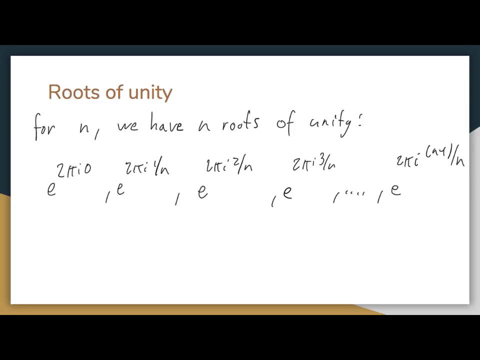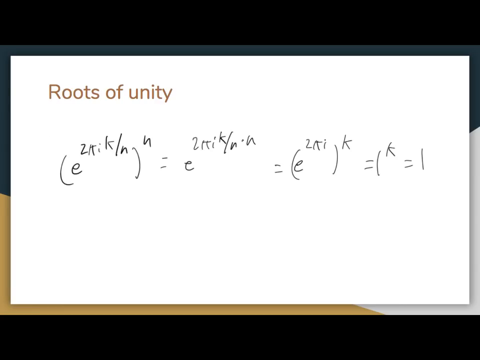As a quick question, why didn't I include e to the 2 pi i times n over n? Why isn't that a root of unity that I put here? I already included it. That's the answer. That's basically going back to the same place we started at. So even though the angle is different, the angle is exactly 2 pi added to one of these other angles, so it really is the same complex number for all our purposes.